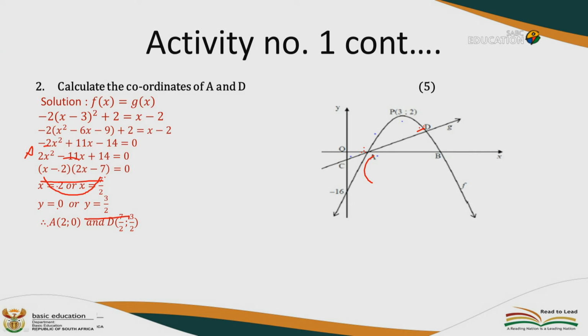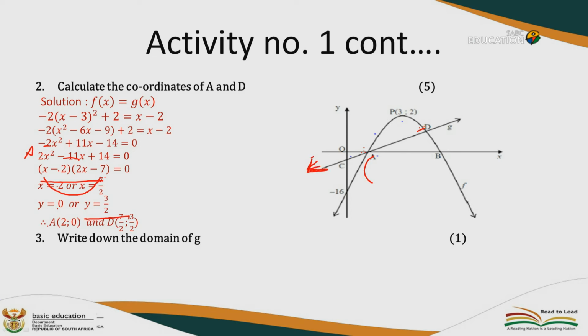Remember to equate the two functions together if you want to get the coordinates of your points. Now we need to determine the domain. Write down the domain of g(x). g(x) is our straight line. Indicate with the arrow. Okay, I forgot to indicate this arrow.